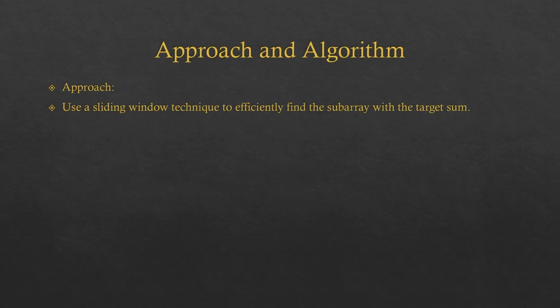To solve this problem efficiently, we can use a technique called the sliding window. The idea is to maintain a window of elements which allows us to compute the sum in linear time. This approach ensures we don't have to check every possible subarray, which would be inefficient for large arrays.